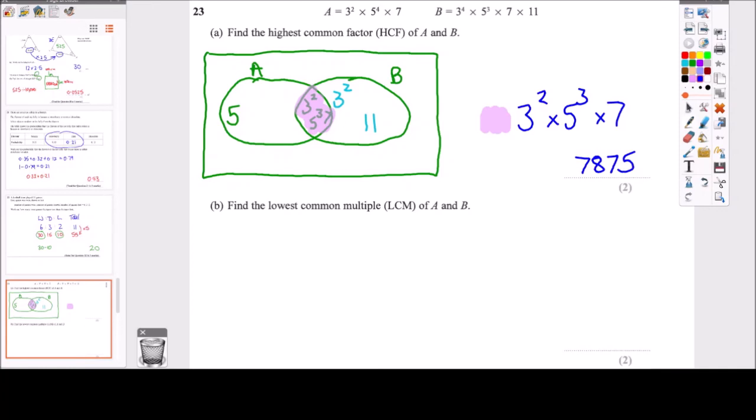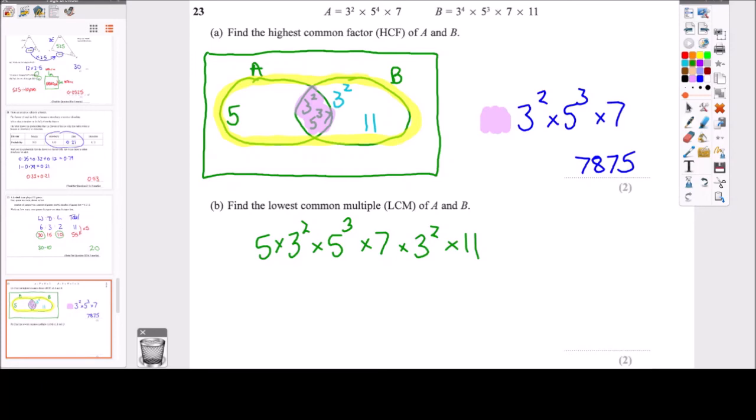Now, the lowest common multiple is all of these numbers times together. Everything that's inside, everything all together. So working left to right, that's a 5 times the 3 squared times the 5 cubed times the 7. So that's the 5 over here and all of the stuff in the middle. Then the stuff in light blue multiplied by 3 squared multiplied by 11. So pop that into your calculator. 5 times 3 squared times 5 to the power of 3 times 7 times 3 squared times 11.